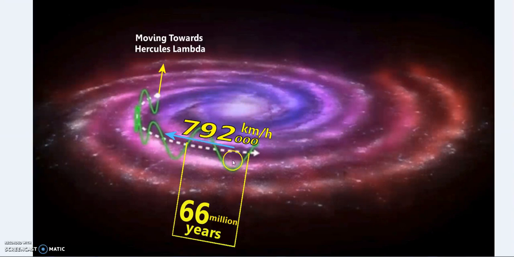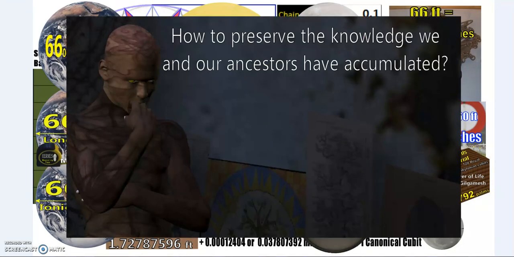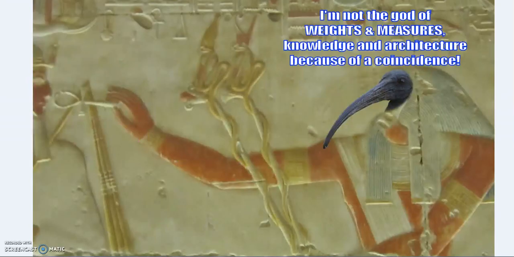The one full movement is 66 million years, and again, the best available puts it at around 792,000 kilometers per hour. We are headed towards Hercules Lambda at the moment, and the speed at which we're going around the core, 792, the time, 66 million. 66 and 792. Isn't that coincidental?